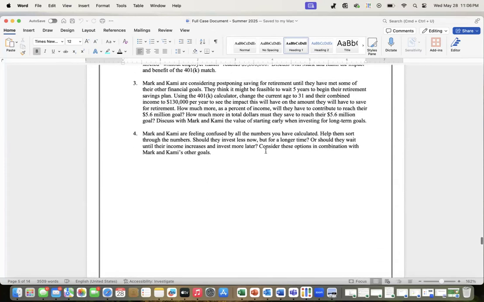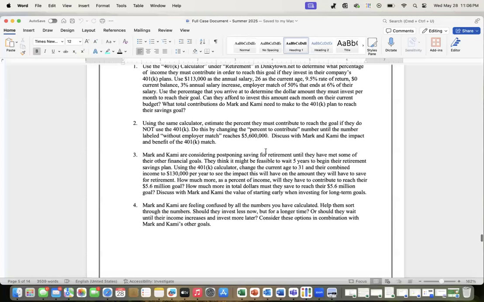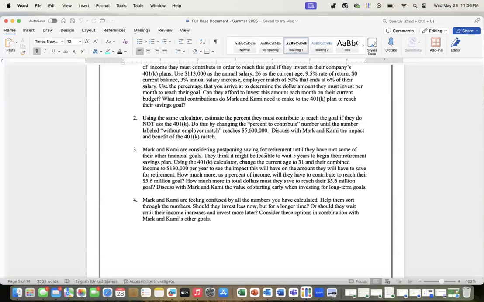We'll also look at some trade-offs, right? If Mark and Cami feel like they need to delay retirement planning to have more cash flow available today to fund other goals, how does that change the amount that they need to save from delaying, and so on and so forth? We want to understand the trade-offs of how we use our cash today and the impacts of how we use our cash today with regards to our ability to fund longer term goals.